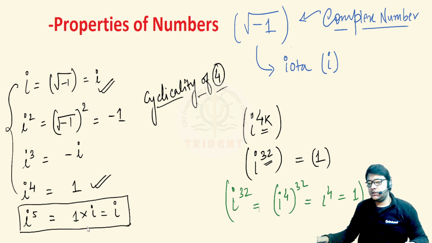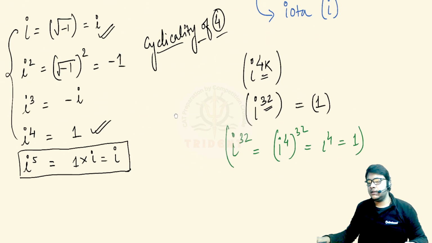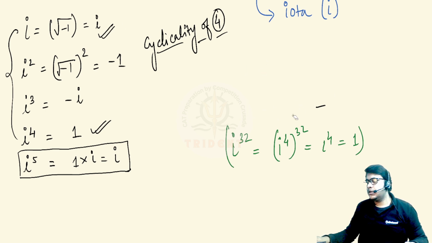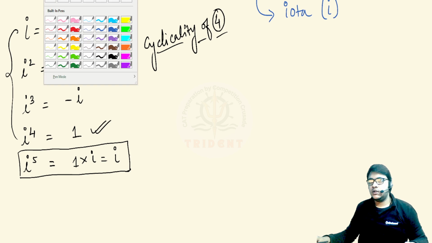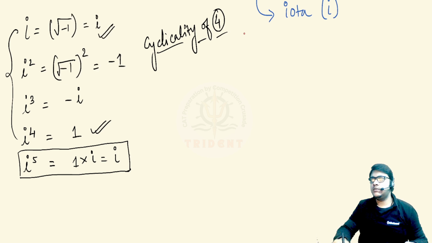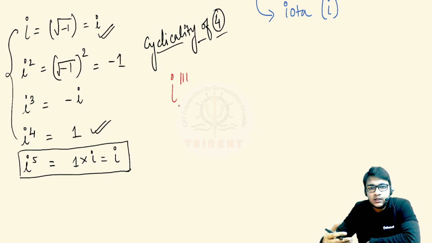Now, let's do one more thing. Let's appreciate the fact that we need the cyclicity thing with us. So let's predict a couple of more numbers. What if the index of i is not a perfect multiple of 4? That is an interesting question. Let's try to figure that out. So suppose I have a number like this, i raised to the power 111. Now 111 is not a perfect multiple of 4.